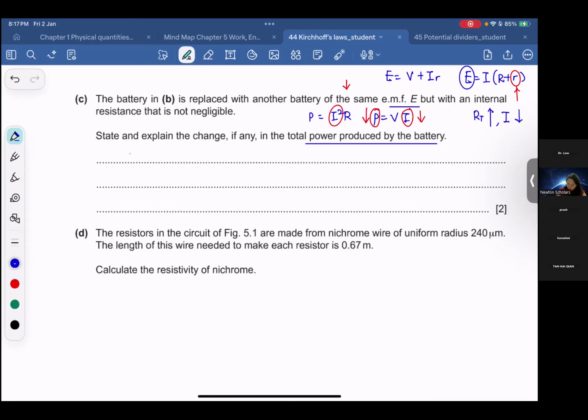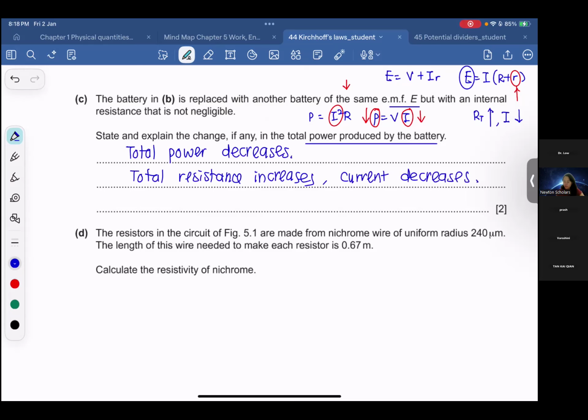So here, state any change in the power. We write down: total power decreases. Why? Because total resistance increases. Because right now, not only the four resistors, but we have some internal resistance. When total resistance increases, current decreases. Okay, this is the answer.